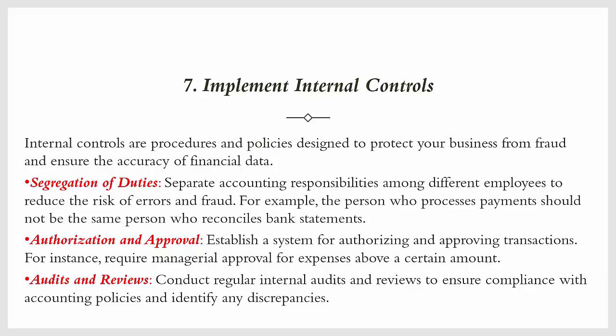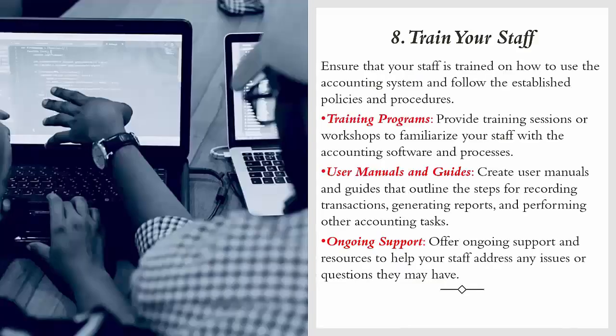Authorization and approval. Establish a system for authorizing and approving transactions. For instance, require managerial approval for expenses above a certain amount. Audits and reviews. Conduct regular internal audits and reviews to ensure compliance with accounting policies and identify any discrepancies.